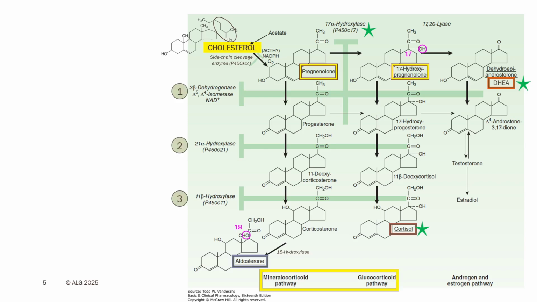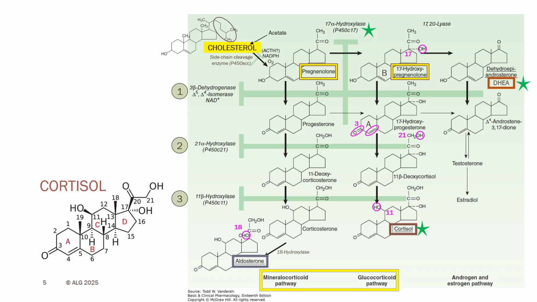Let's focus on cortisol. After its hydroxylation at position 17, it will undergo dehydrogenation at position 3 and isomerization of the double bond from the B ring to the A ring. After this step, it will undergo two more hydroxylation reactions at 21 and 11. Now we have cortisol. To sum it up, to synthesize cortisol, we cleave the side chain of cholesterol, add a hydroxyl group at 17, remove hydrogen from 3, move the double bond to 4, and add hydroxyl groups at 21 and 11.